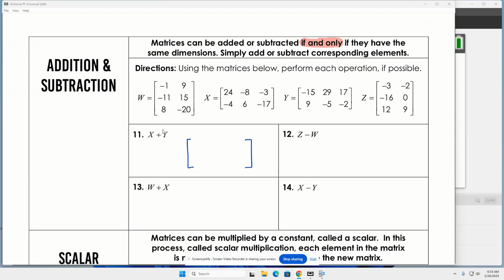When I add these, because see, it's adding, I'm going 24 plus negative 15. So I'm going 24 minus 15, which is 9. I'm going negative 8 plus 29, or in my brain, I go 29 minus 8. That's 21. I go negative 3 plus 17, or 17 minus 3. That's 14. Negative 4 plus 9, or 9 minus 4, that's 5. 6 minus 5 is 1. And negative 17 plus negative 2, or negative 17 minus 2, is negative 19.